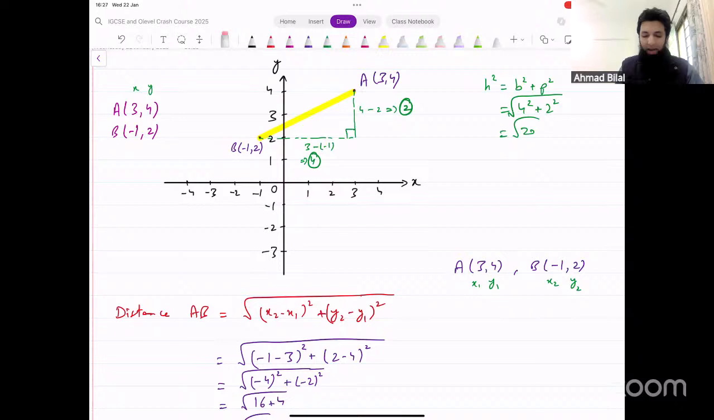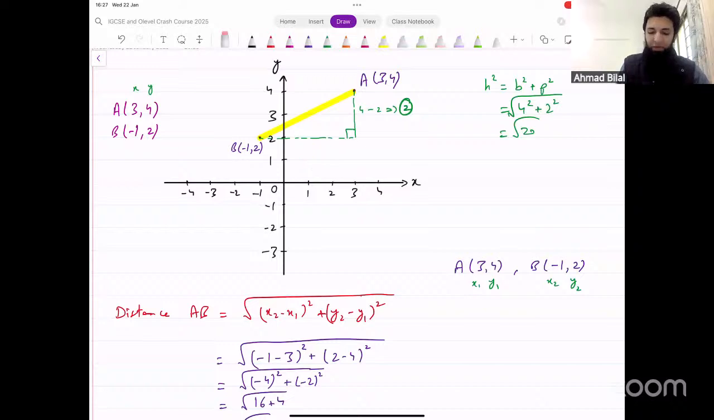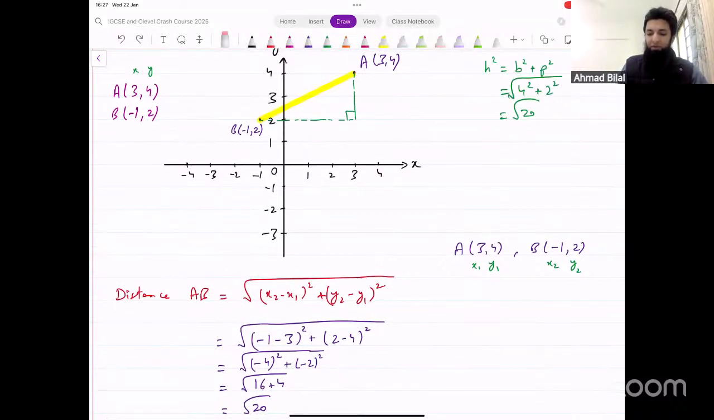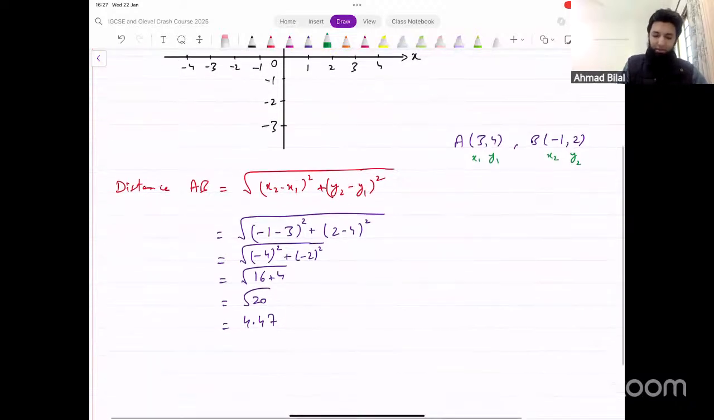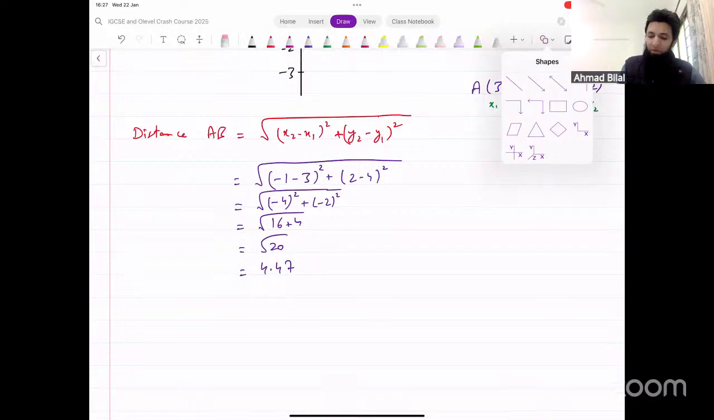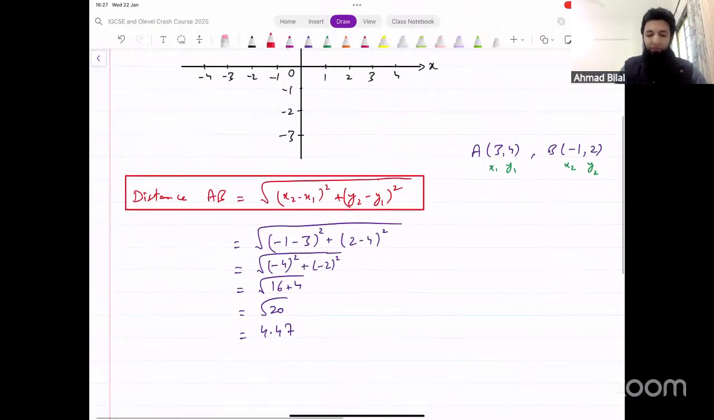Now, even if you understand the logic, eventually you need to memorize the formula. Okay, you should understand where it comes from, but then you need to memorize this formula as well. x2 minus x1 whole squared plus y2 minus y1 whole squared, square root of that equals the distance. Okay, that's the distance formula. That's the first formula that you need to know in this topic, for finding distance between 2 points.